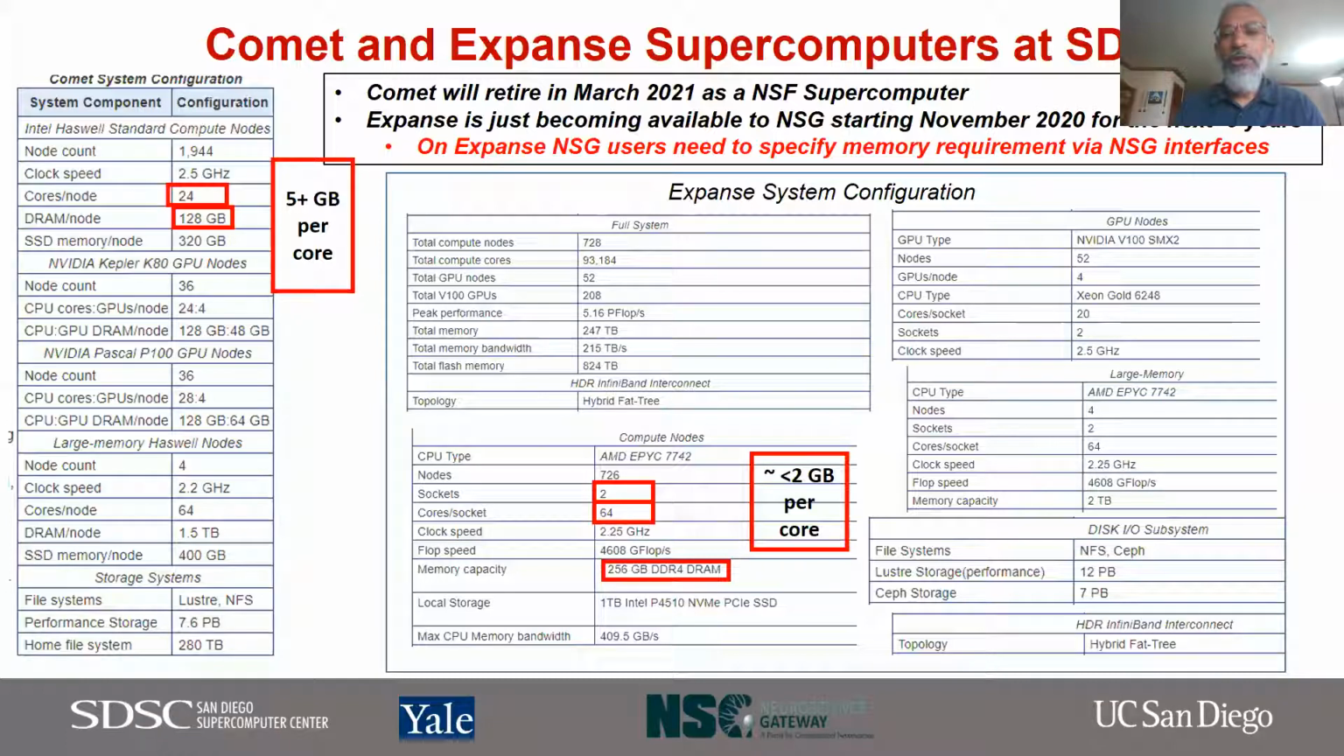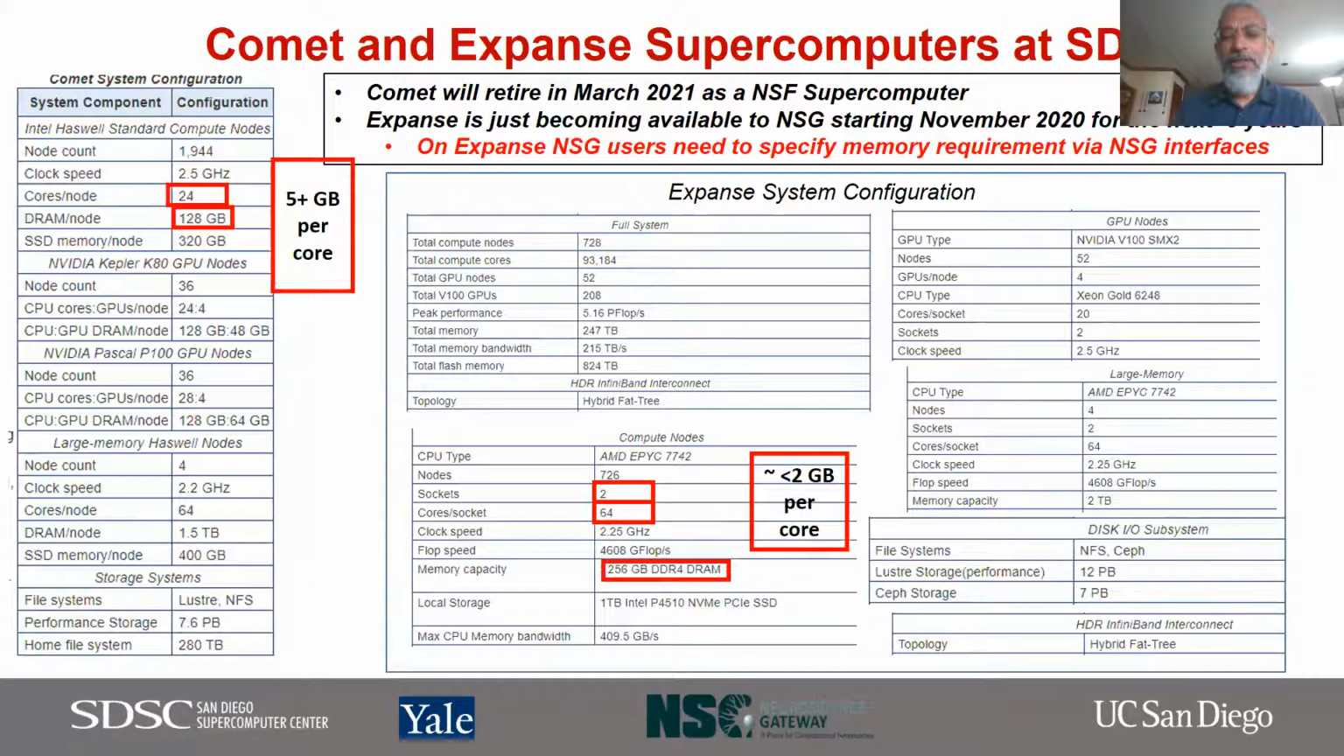But if you look at the Expanse supercomputer, which is just becoming available to NSG and to the US academic community, it will operate for 5 more years. It has 128 cores and 256 gigabytes of memory. So per core memory is almost less than 2 gigabytes.